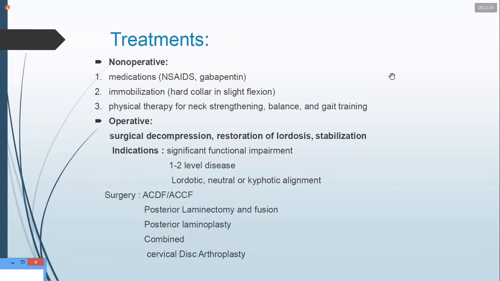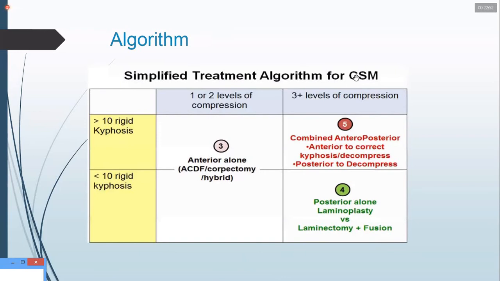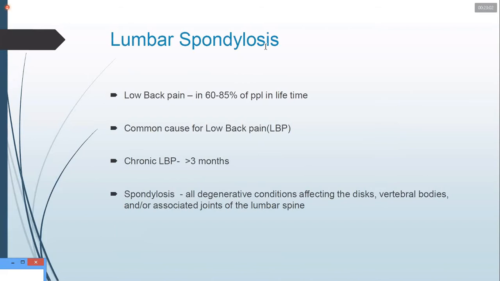This is done when there is significant functional impairment, 1 to 2 level disease, and lordotic, neutral or kyphotic alignment, then we need to surgically decompress. Different modalities are there, like anterior cervical discectomy and fusion, anterior cervical corpectomy and fusion, and from the posterior side, posterior laminectomy and fusion, posterior laminoplasty, or we can combine both anterior and posterior. This is also not much required. In 1 to 2 level disease, anterior alone is enough. When there are more than 3 levels, anterior plus posterior may be required.